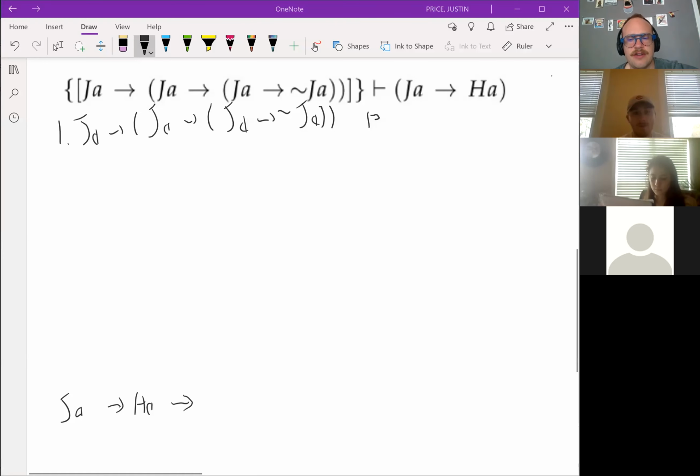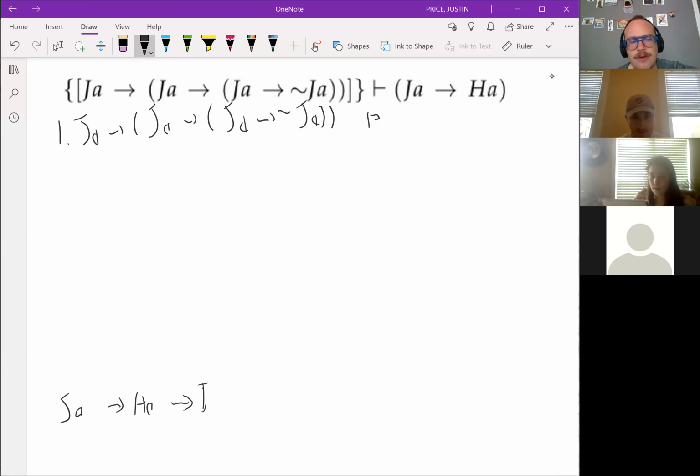So since it's a conditional, and it's also a conditional that we don't find in the premises, we know that we'll have to introduce that conditional into our derivation. So conditional introduction is the assumption rule we'll be using to start things off.